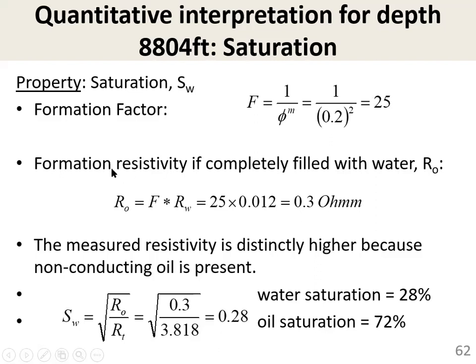And then for formation resistivity, if completely filled with water, this was done earlier in the slide. So the measured resistivity is distinctly higher because non-conductive oil is present. In the water zone, the RT was about 0.3. But here the RT is much higher at 8804. And if you use Archie's equation, it gives you 0.28. And of course, you can get the oil saturation as 1 minus 0.28.